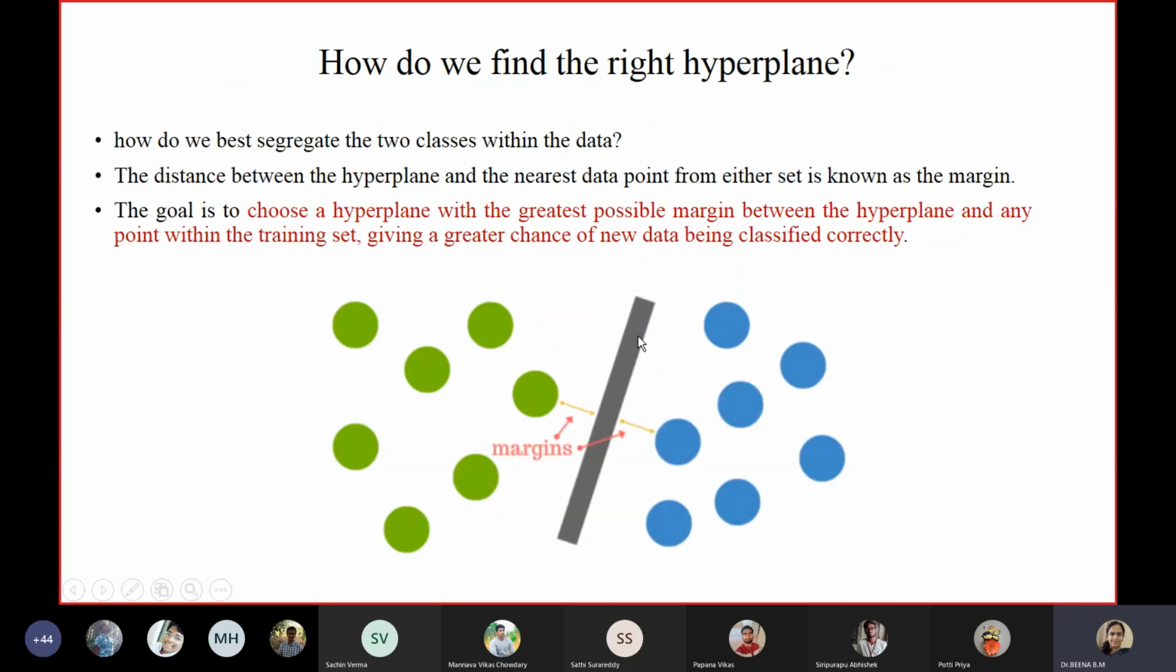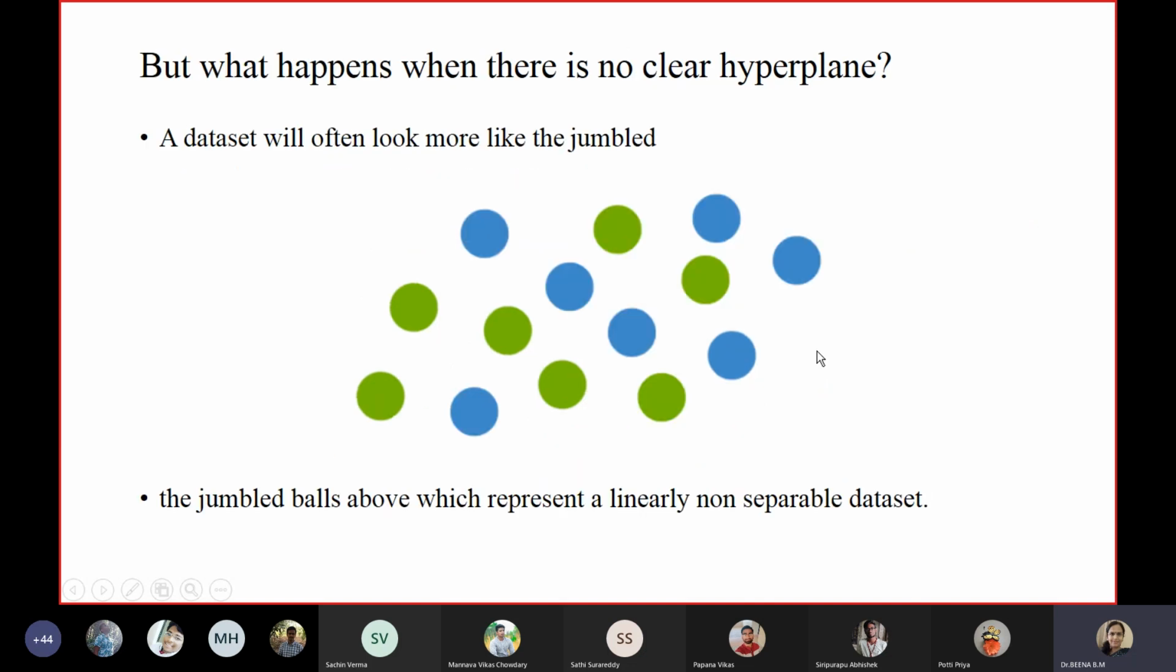Here the line is easy to draw between two different classes. But what if the data are jumbled? How do we classify the data? That is the main idea behind SVM. It takes the raw data or jumbled data and divides the data into different groups by drawing a hyperplane.